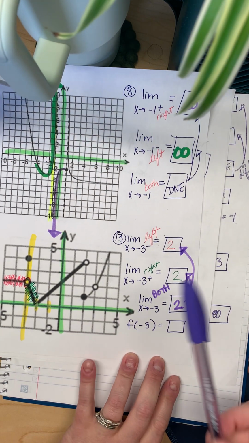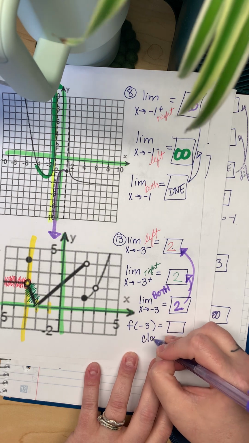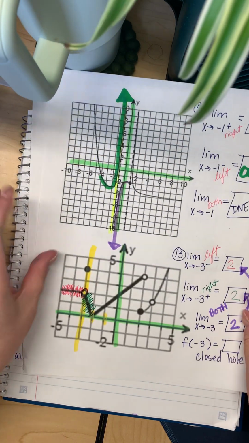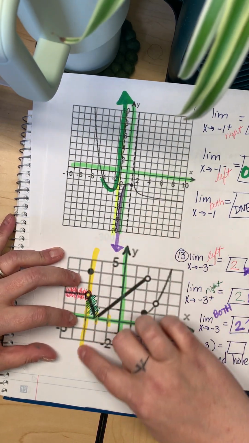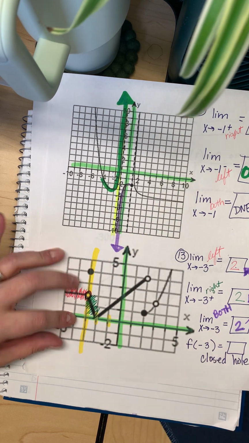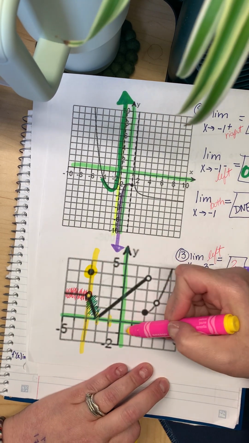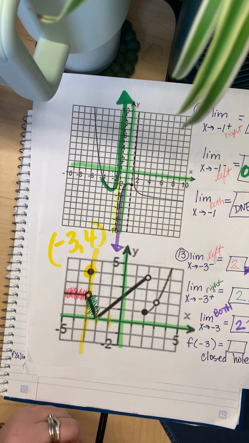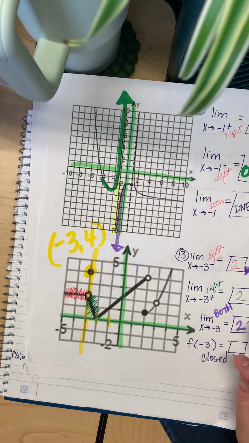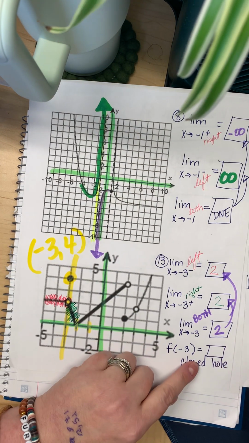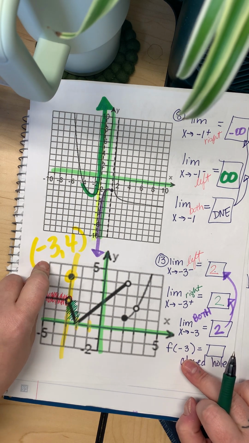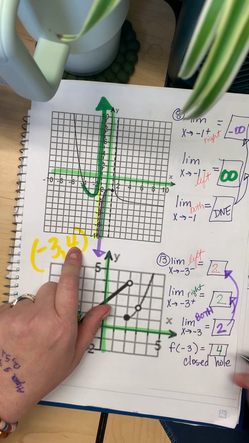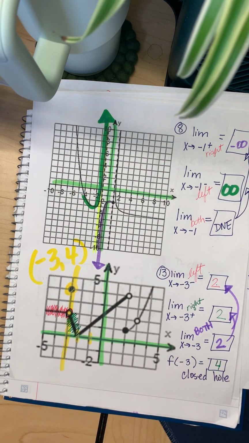Okay, then the last one says f of -3. Remember, that's talking about a closed hole. So we go to our picture when x is -3, this up and down line, and we look for the closed hole on this up and down line. And it's right here at, it looks like -3, up 4. Okay, so we're going to write down the y value as our answer. So f of -3 means if x is -3, what's the y value? And the y value is 4.